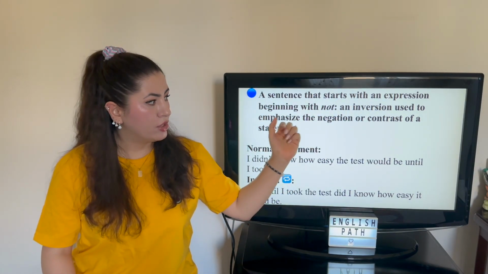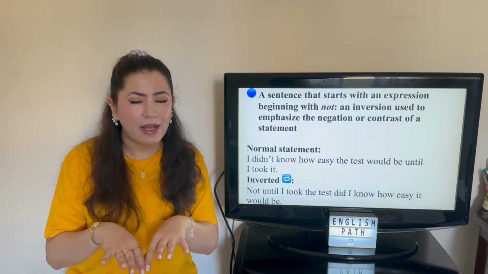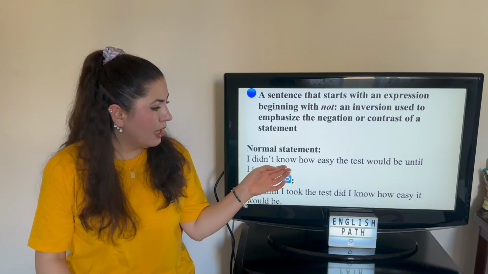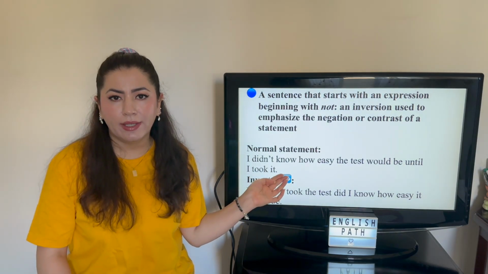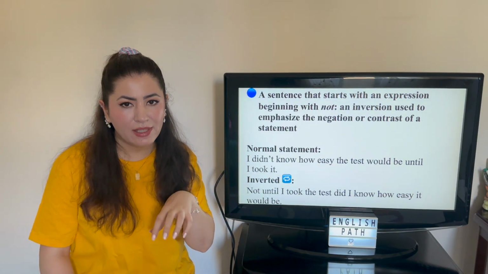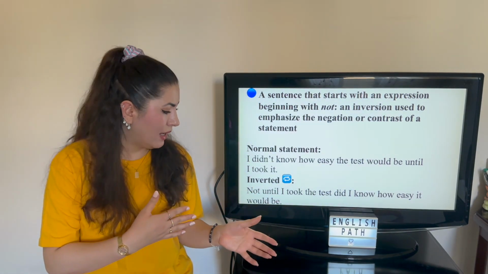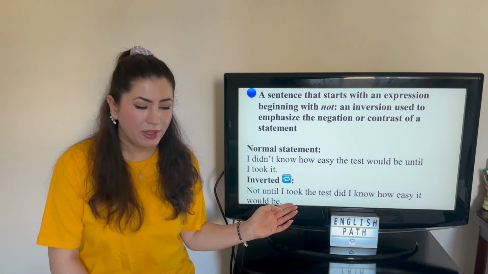Another case of inversion is in sentences that start with expressions beginning with not. This kind of inversion is used to emphasize the negation or contrast of the statement. For example, the normal statement is, I didn't know how easy the test would be until I took it. I want to emphasize the negation. So by inverting it, I have a sentence like this. Not until I took the test did I know how easy it would be.